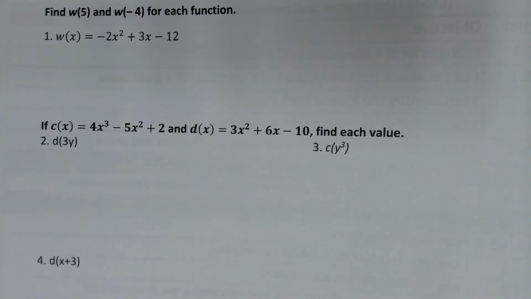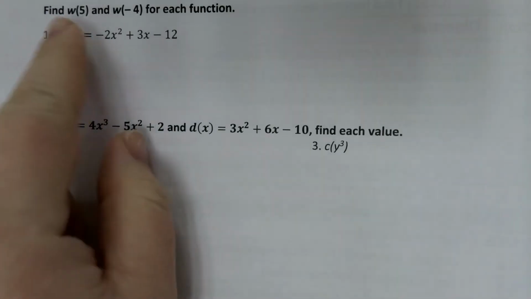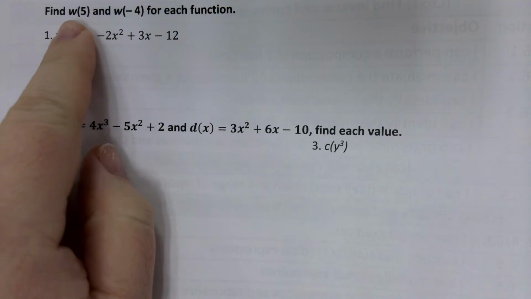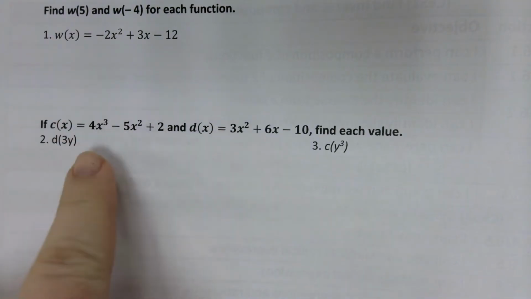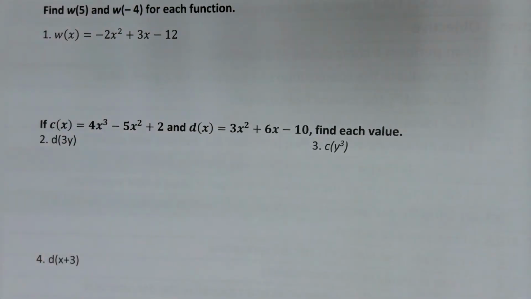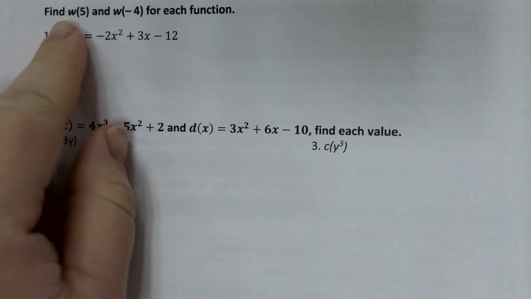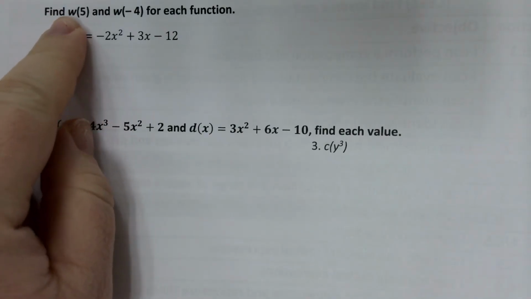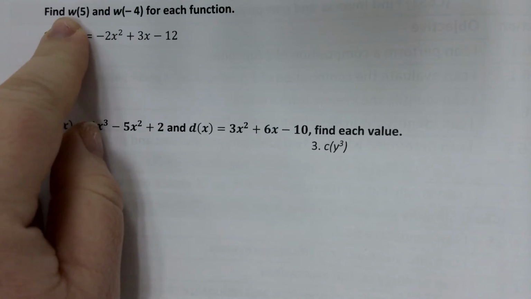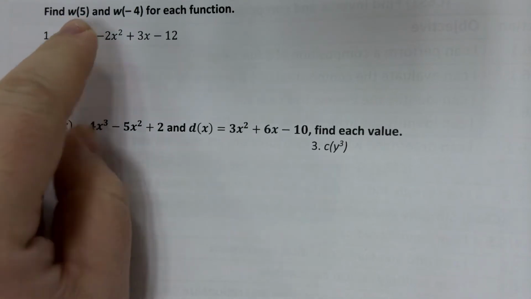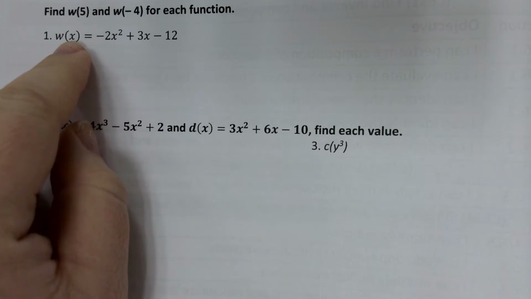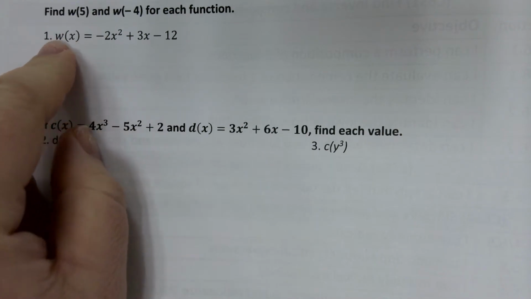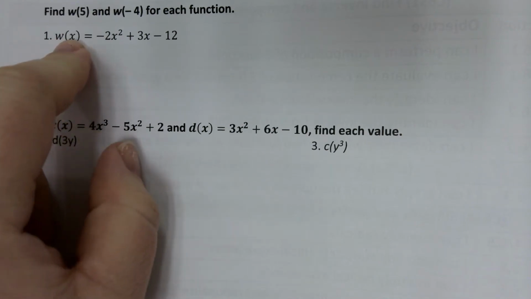Before jumping into composition of functions, there's a couple of skills that we need to review, including how to evaluate function notation when there's a number and evaluating function notation when there's an expression. Now, function notation is just a letter that we've called the function to be able to differentiate it. And then what's inside the parentheses is what our variable is going to be. So this is the function called w, and x is the variable used in it.